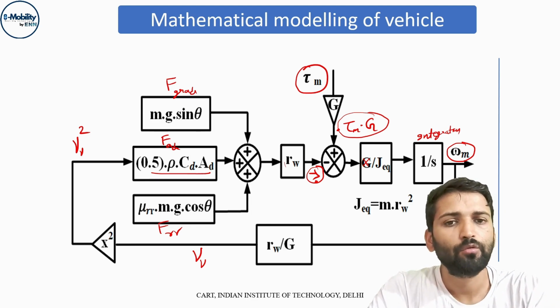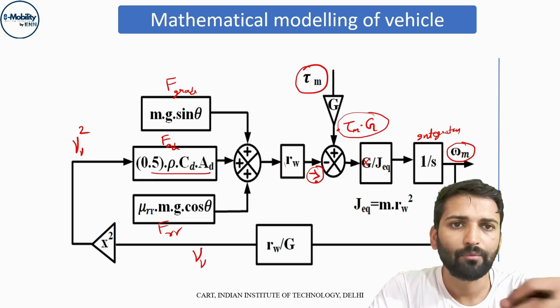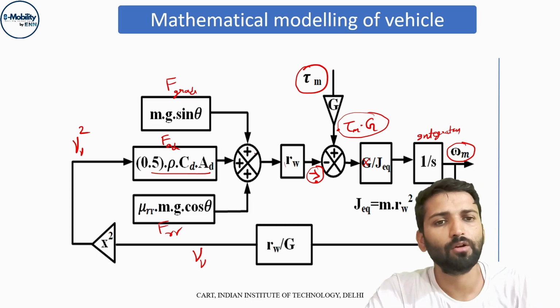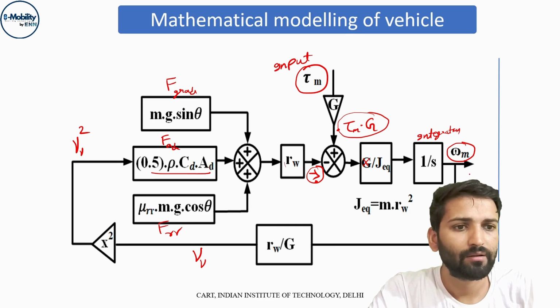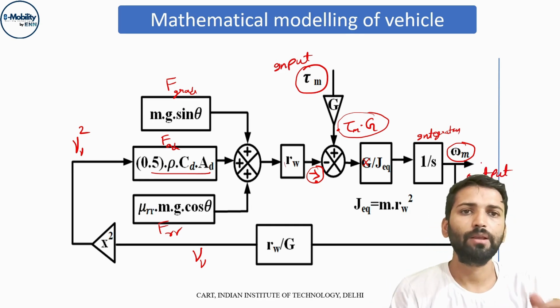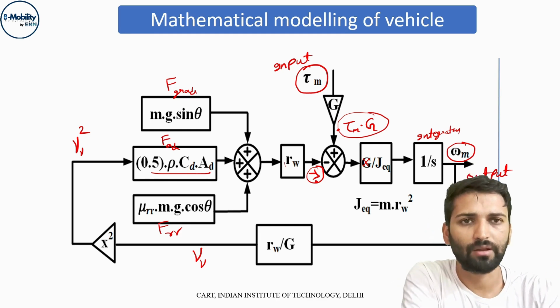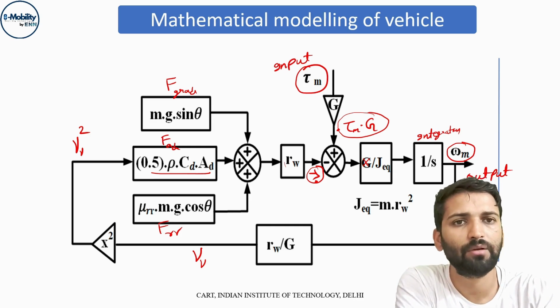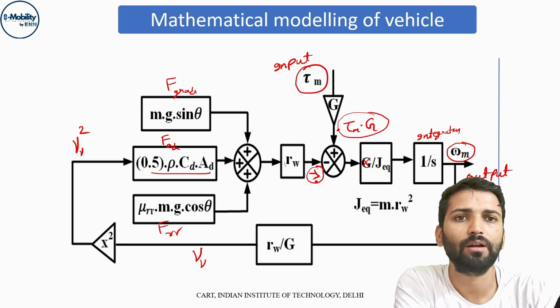In the next video we'll actually make this model in MATLAB Simulink, and we'll simulate it for some torque. This is the input and here is the output. We'll be giving some torque, and the torque will be generated using some drive cycle. We'll be using any rural, highway or city driving cycle, and we'll be generating a torque, and depending on that we'll be generating the speed.